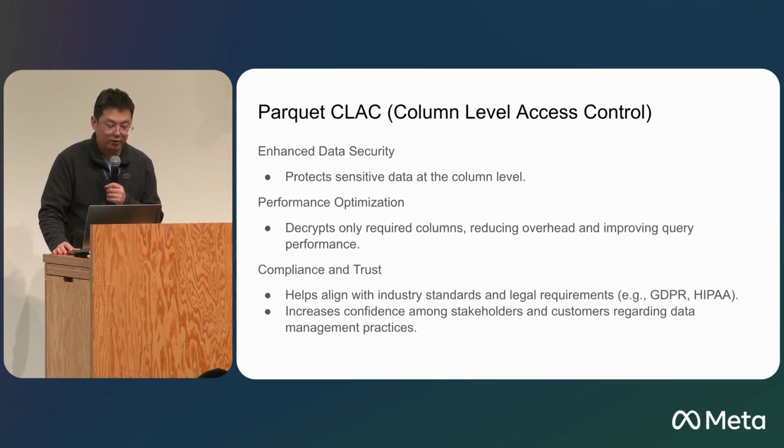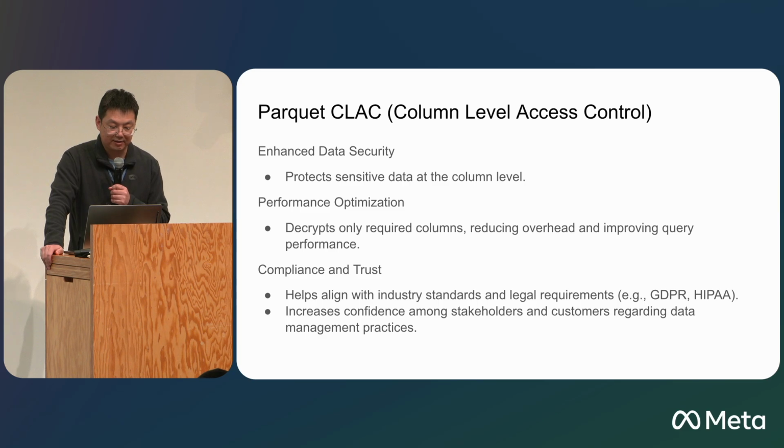So why do we need Parquet column access control? Because it enhances data security. It protects sensitive data at the column level. Some columns may contain sensitive data, like user PII, such as username, email, or address, and also some business confidential data. This data should be encrypted at rest, and its access should be controlled, so only permitted users can access those columns.